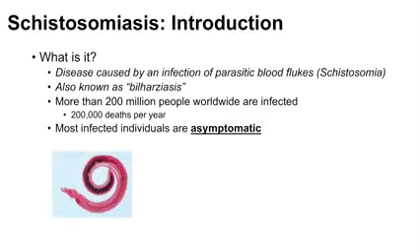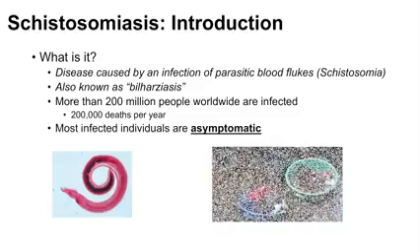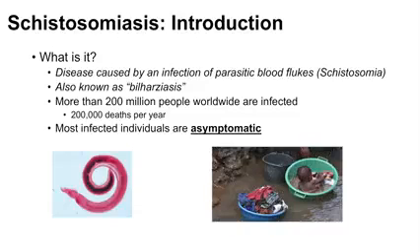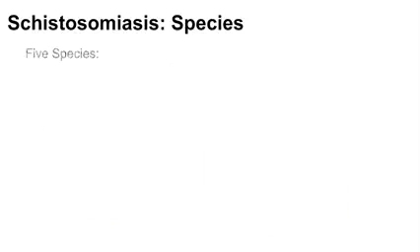Now, here's a picture of the Schistosoma parasitic blood fluke. Individuals are infected with the blood fluke in contaminated water. So when individuals such as children and adults wade through the waters, they can be infected by the Schistosoma blood flukes. Now, there are 5 different species of Schistosoma blood fluke that can cause schistosomiasis, and each has a different geographical range. The first one is Schistosoma mansoni.